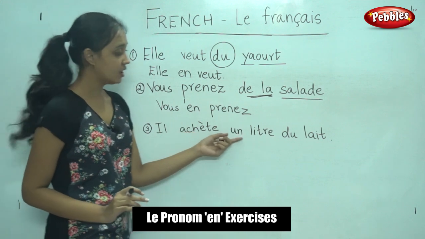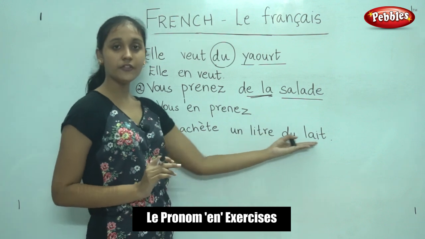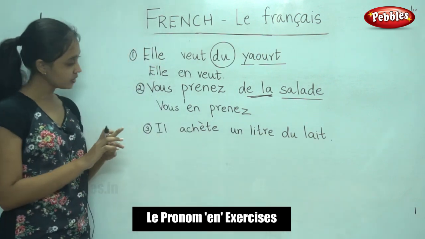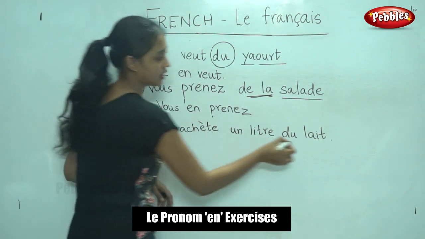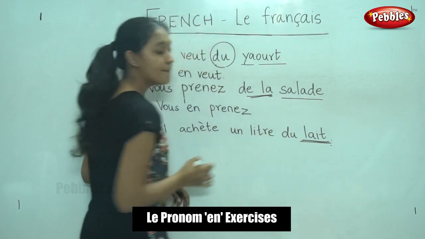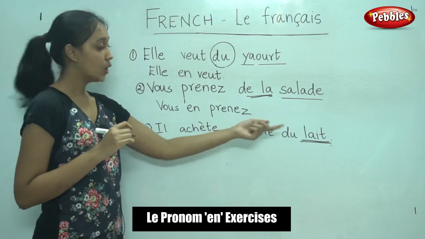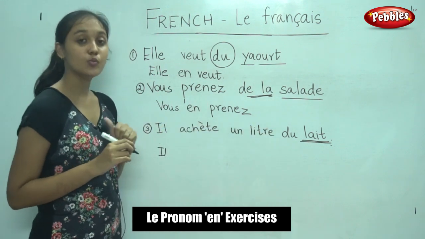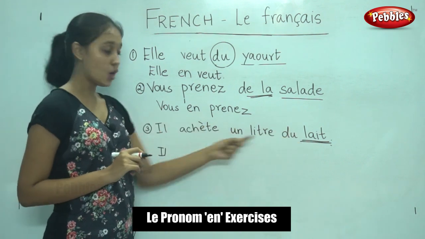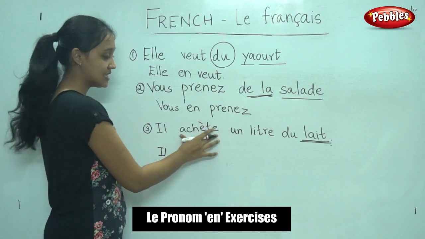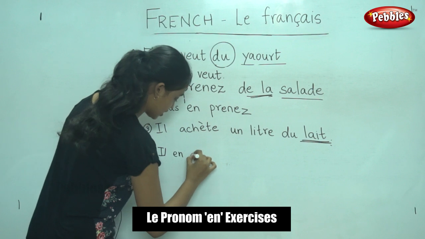Il achète un litre de lait. He buys a liter of milk. Now, what is the noun we need to replace here? So here we need to replace the noun milk. Okay, so what would we replace it with? We are going to replace it with en, and where do we place en? Before the verb. In this sentence, which is the verb? The verb is achète. So il en achète.